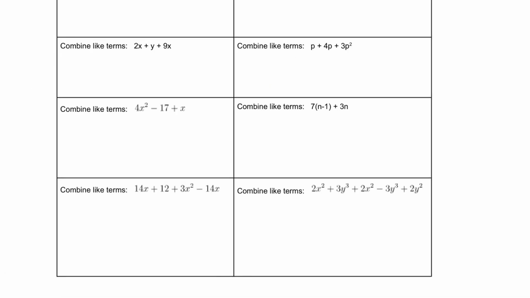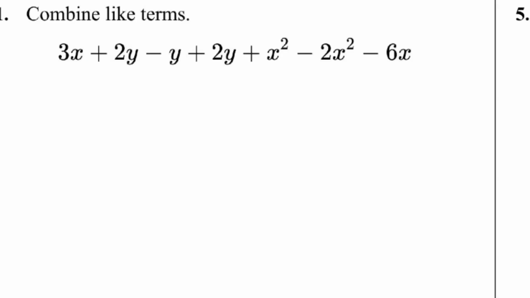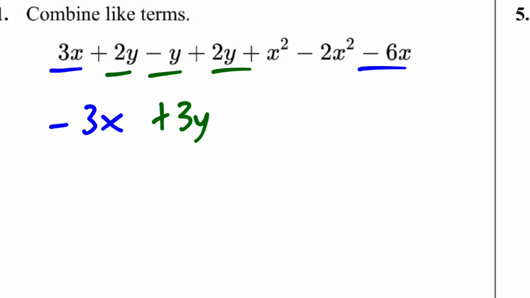The last section of 1A is combining like terms. When we practiced this in Delta Math, they had you do things one step at a time. That can still work, but we can also do all of the x's at once. When you combine the coefficients, you get negative 3x. Then let's look at all of the y's. 2 minus 1 plus 2 is going to give you plus 3y.